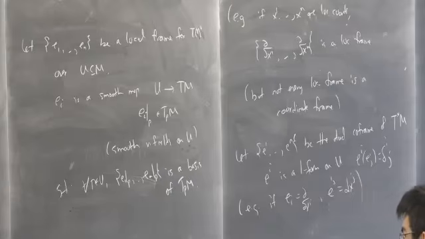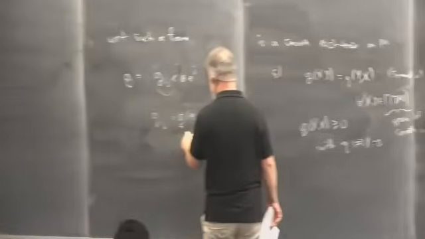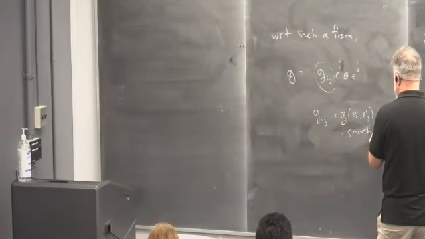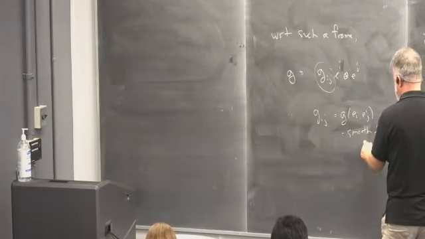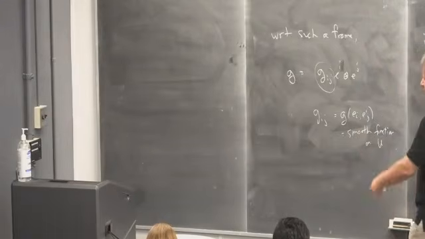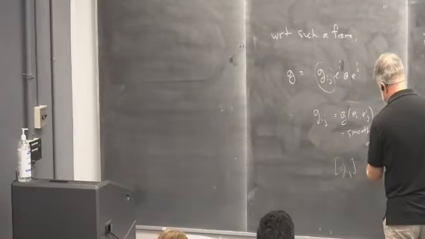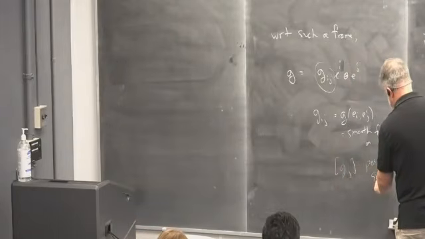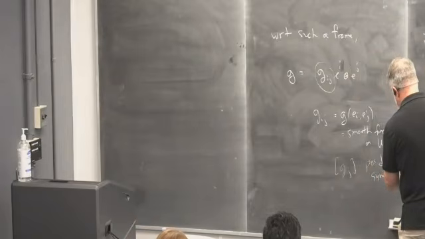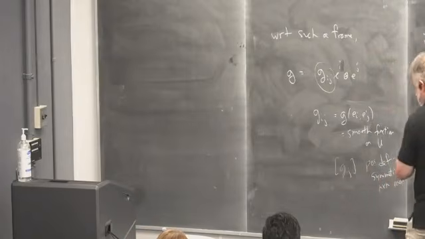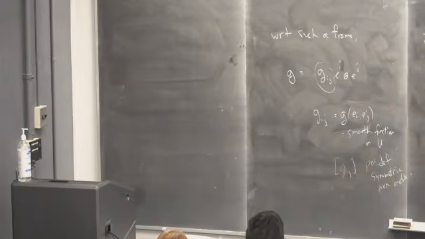There's a sum over all i and j here. I'm using the Einstein convention throughout. So what are these? g_ij is just what you get when you apply g to e_i, e_j, and this is a smooth function. For fixed i and j, this is a real-valued function on U. And if you look at the matrix g_ij, this is a positive definite symmetric n by n matrix of smooth functions.